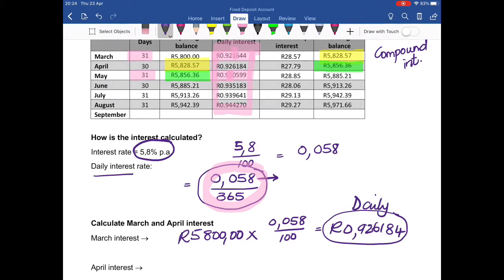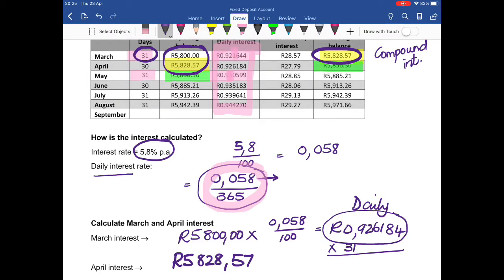Now to get the monthly interest, you will see that March has 31 days. So you are going to take that and multiply it by 31, and your answer will be 5,828.57. To go to April, I have to take the 5,828 Rand and 57 cents. You can see that already from March to April, the opening balance has increased. It increased by 28 Rand and 57 cents.